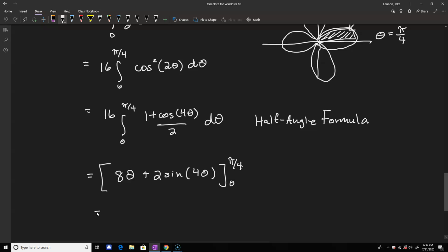And that's going to leave us with, let's see, 8 times pi over 4 is going to be 2 pi. The sine of 4 theta times the pi over 4 is just going to be pi, which goes to 0. And then plugging in 0 also leaves 0. So we actually just get 2 pi. So the area, in fact, of the entire 4 leaf rose is exactly 2 pi. So that's our final answer.